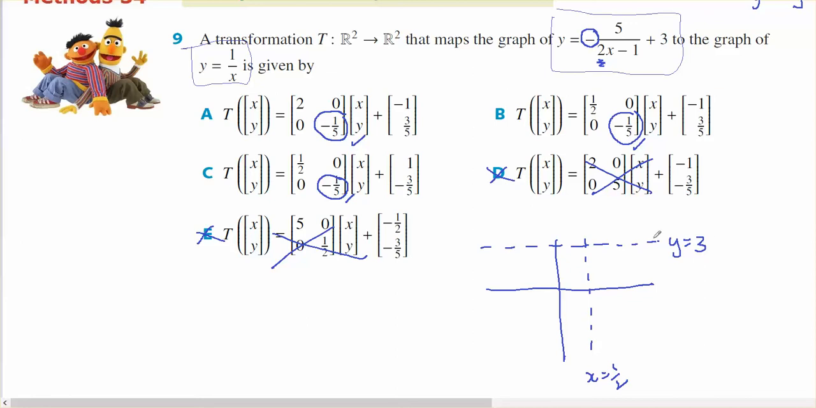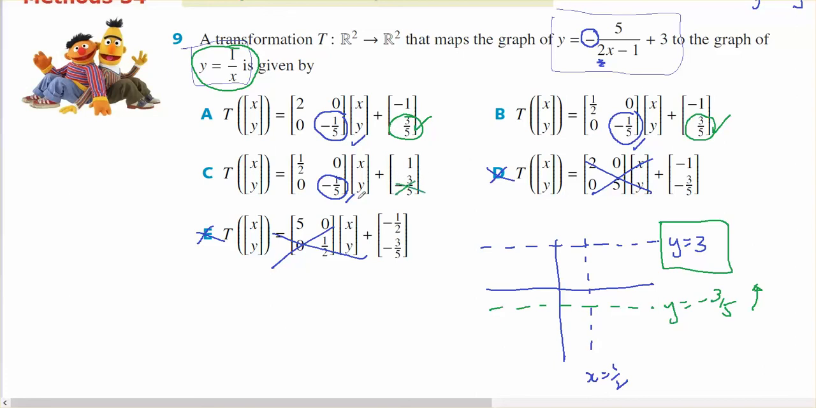So, this is my y asymptote. If it gets multiplied by negative 1/5, it's going to go down to y equals negative 3/5. And then, to get it back up to y equals 0, it has to go up 3/5. Therefore, I like this answer and I like this answer because that goes up 3/5. I don't like this answer, so I can get rid of C. So we're now down to A or B.